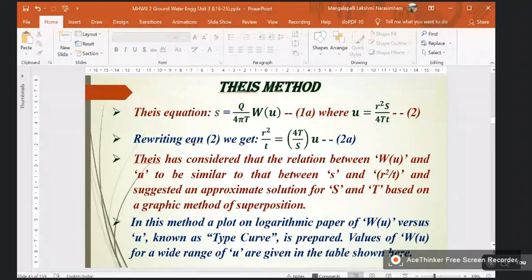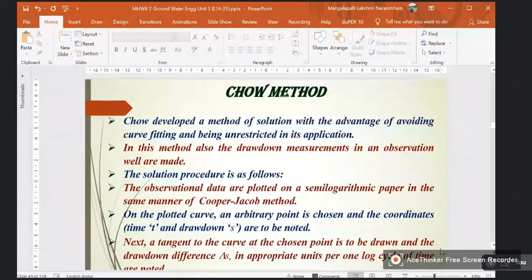Now, have you followed this Cooper and Jacob method? Now we'll consider the third method, Chow's method. With this, I will stop and we will continue the other part.